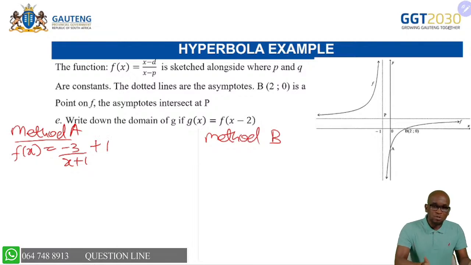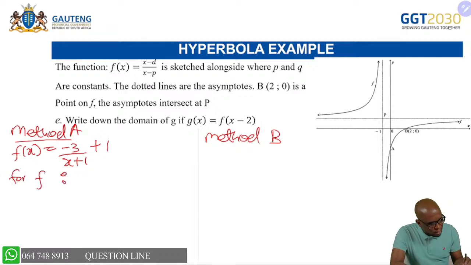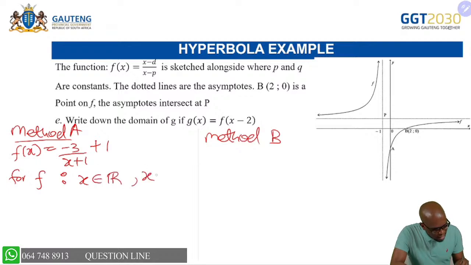Now what we want to do here is to write down the domain. We know for the domain of f, what would be the domain? The domain would be x, an element of all real numbers, but x cannot be that particular vertical asymptote. x cannot be minus 1. That is the domain of f.